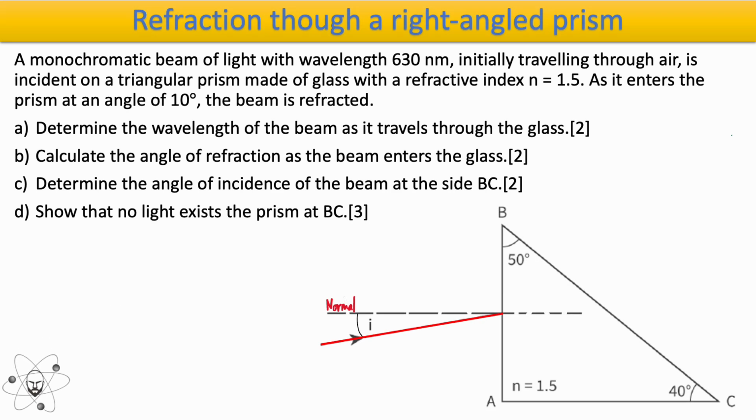This is a problem. We've got a right-angled prism, which is made of glass with a refractive index of n equals 1.5. It's going through air, entering the prism at an angle of 10 degrees and is refracted. And you've got a whole bunch of problems here to solve.